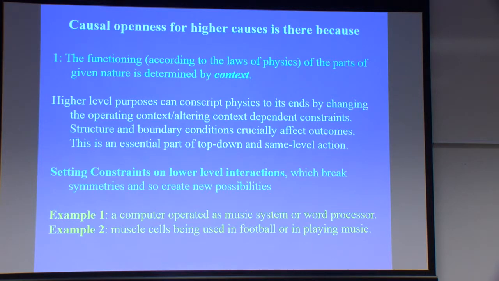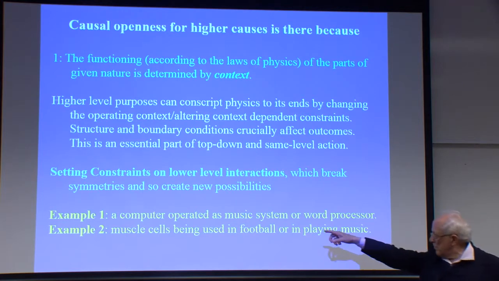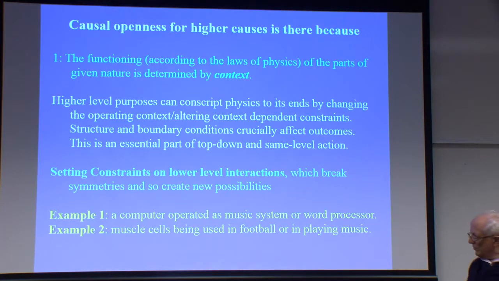So the first thing is the functioning, according to the laws of physics, of the parts of a given nature is often determined by context. High-level purposes can conscript physics to its ends by changing the operating context and altering context-dependent constraints. Structure and boundary conditions affect outcomes. That's the central part, and I've talked about this a lot, so I won't say any more. A computer operated as a music system or word processor, muscle cells, and so on. The lower levels are the same in both cases. The higher level is setting the context, deciding what happens.